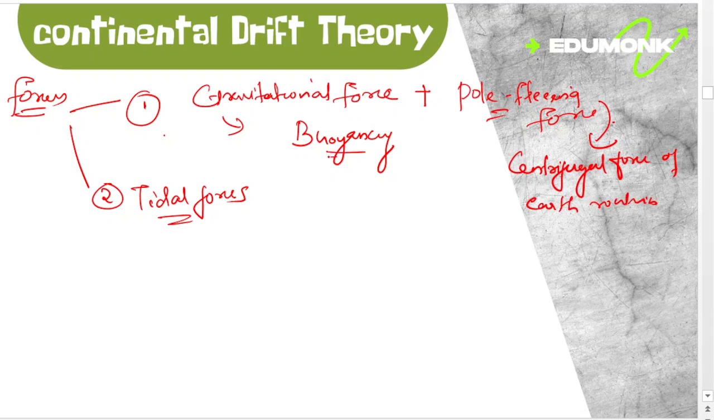And the buoyancy force: earth is not a complete circle shape, it's an elliptical kind of shape. That means its equator is a little more bulged than the poles. This bulging is majorly due to the buoyancy force. So the combined action of gravitational force, pole fleeing force, and buoyancy force acted on the drifting of the continent.